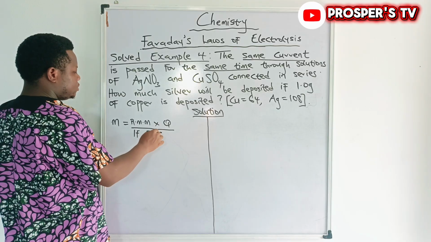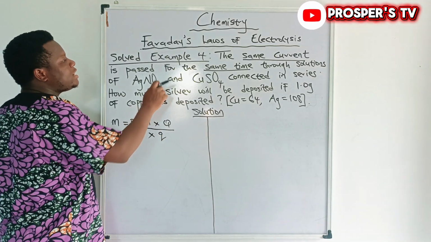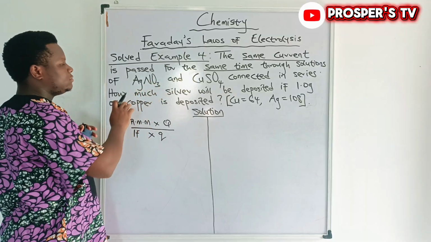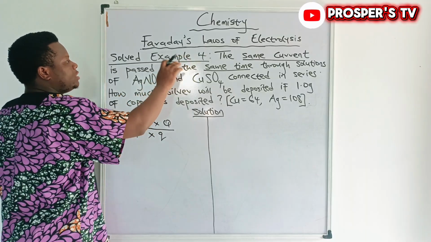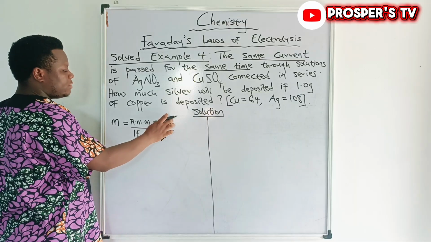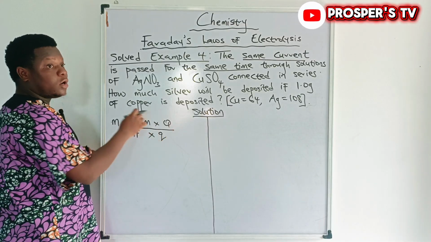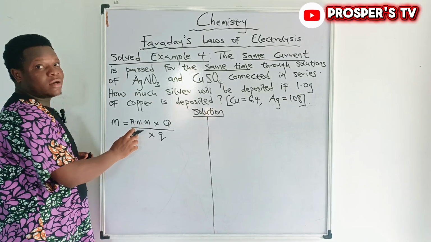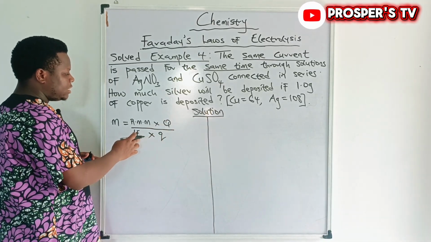Times your charge. This is what we have already said. Now, they say that the quantity of electricity in both cases is the same. The same current is passed at the same time. So it means in this case, in my derivation, this Q is constant. Of course, 1 farad is a constant. So this is a constant, this is a constant.